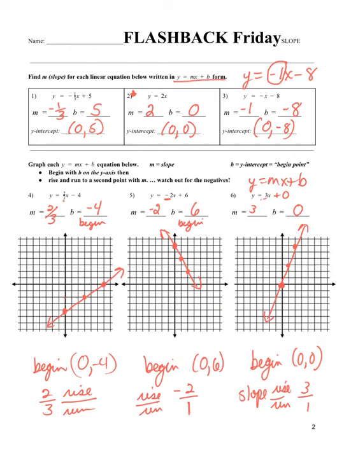You just want to double check yourself, because you can head off a lot of errors if you take a moment to pause and say, was it a positive slope, and did I in fact graph a positive slope? Or was it a negative slope, and did I in fact graph a negative slope?